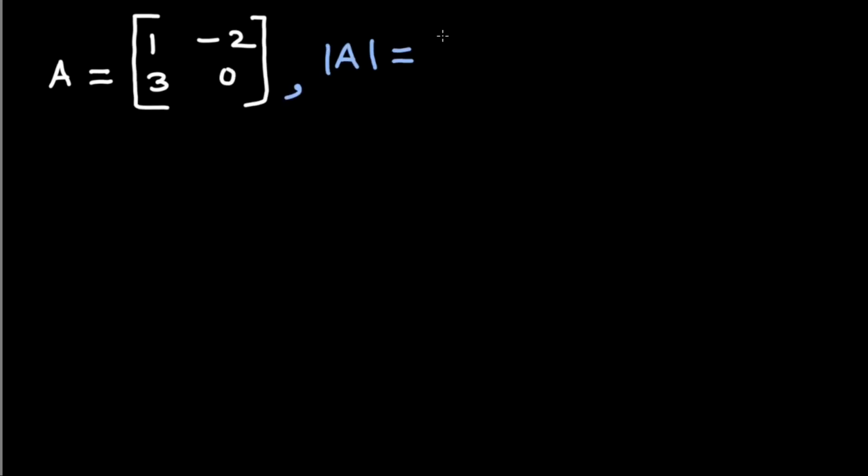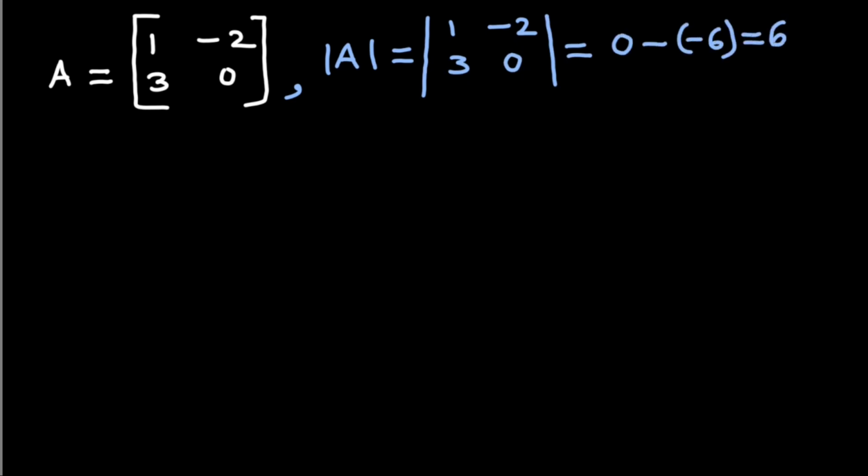We have to find inverse of a 2 by 2 matrix A, which is 1, minus 2, 3, 0. First let us find determinant of A, which will be 0 minus minus 6, which is 6. And since determinant of A is not equal to 0, it implies matrix A is a non-singular matrix. Therefore, its inverse exists. Now let us find inverse of matrix A.